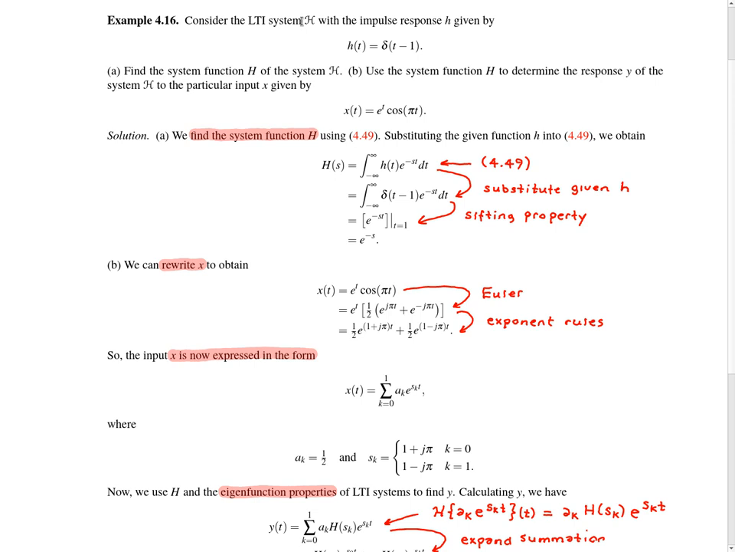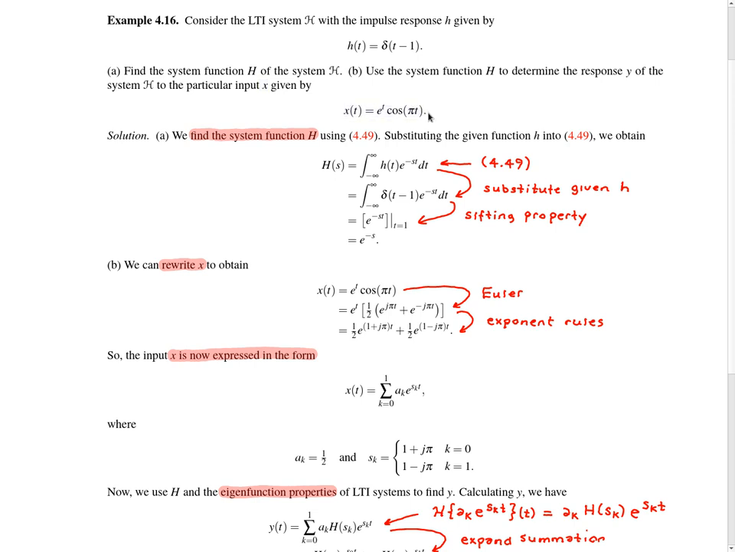In this example, we're given an LTI system denoted by script h, with the impulse response h, given by this particular formula here. And we're asked to do a number of things. In part A, we're asked to find the system function of the system, where the system function is denoted by capital H. And then in part B, we're asked to use the system function to determine the response of the system to a particular input x, where x is given by this particular formula here.